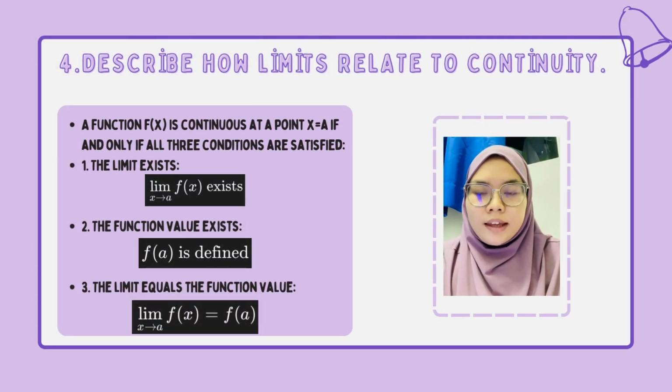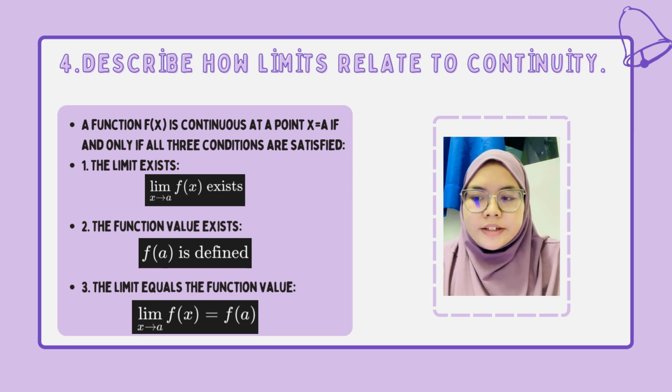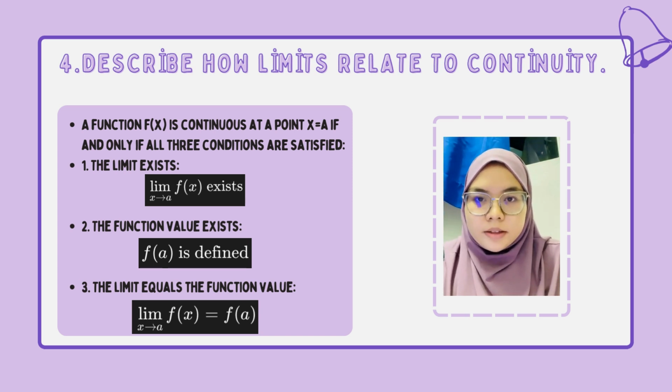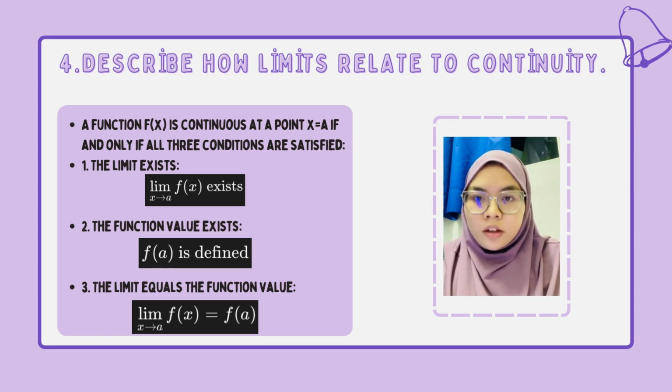Define continuity and discontinuity. Continuity means a function is smooth at a point and it has no breaks, no holes, and no jump. A function is continuous at x equals a if the limit of f(x) as x approaches a is equal to the actual value f(a). Discontinuity is when this condition fails, meaning the graph is broken, has a jump, goes to infinity, or has a hole.